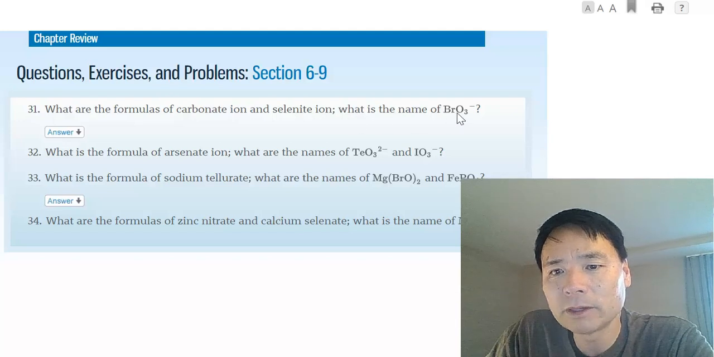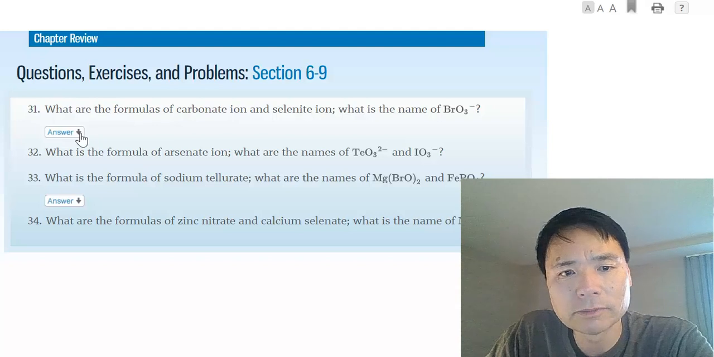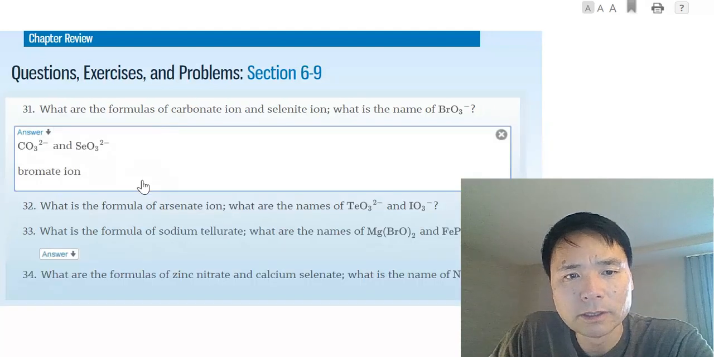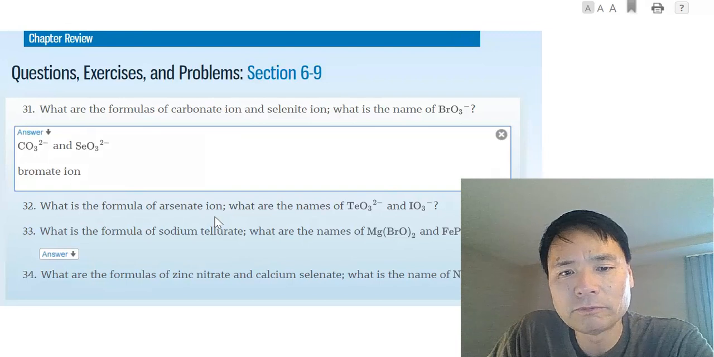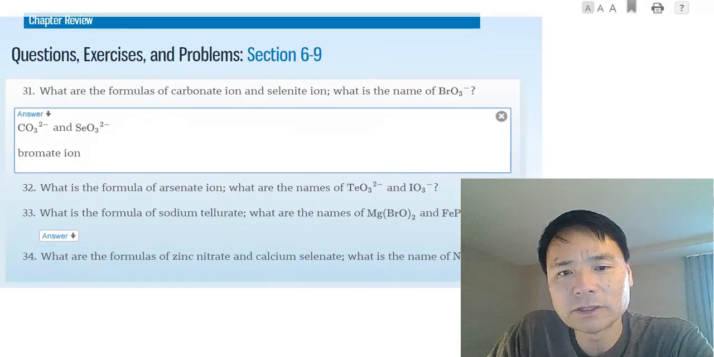What is the name of BrO3 minus? Well, it's in the 3 oxygen block, and it's bromate, and it has a 1 minus charge. So we can check the answers here. CO3 2 minus, SeO3 2 minus, and bromate ion. What is the formula of arsenate? So arsenate's right below phosphate. Phosphate's a PO4 3 minus, so arsenate would be AsO4 3 minus.